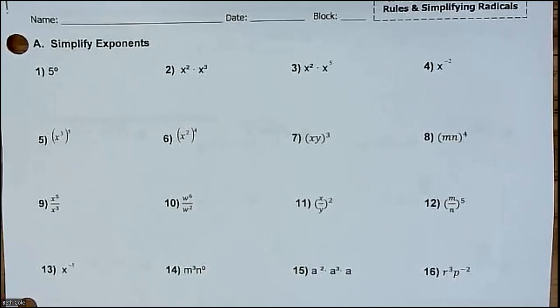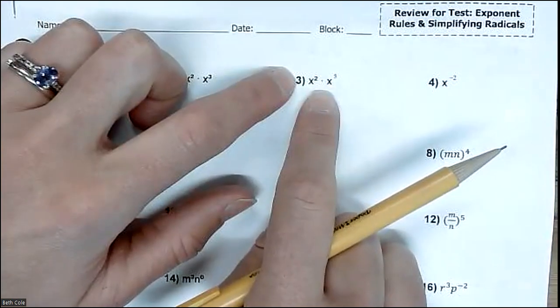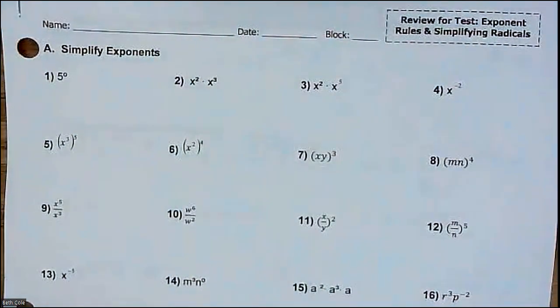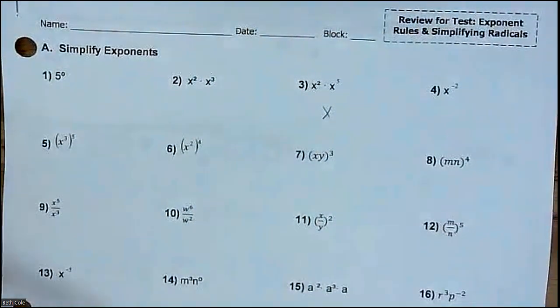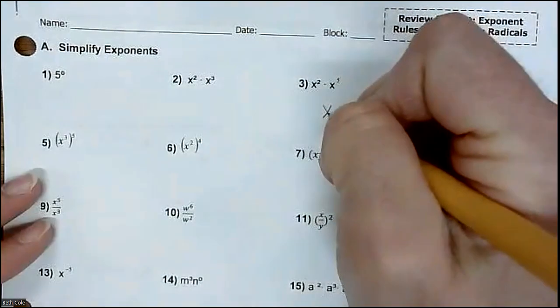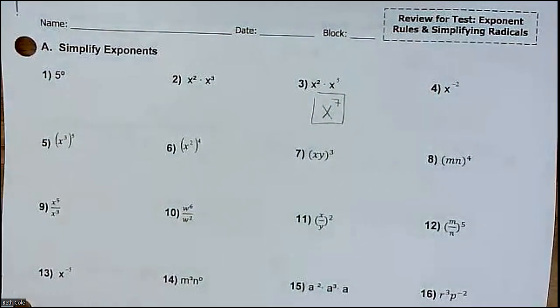All right, so the first one we're going to look at is number 3. We are multiplying. What does that mean we do with the exponents? Add. So all you have to do is put x there, and then 2 plus 5 is 7. That is all that there is to that. And I'm going to try and pull out at least one of each example of these.